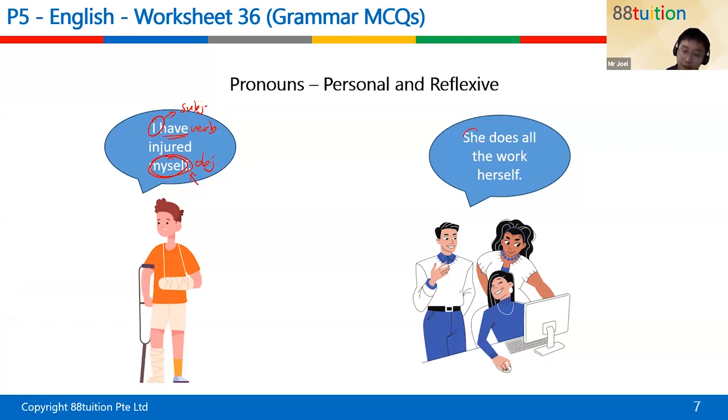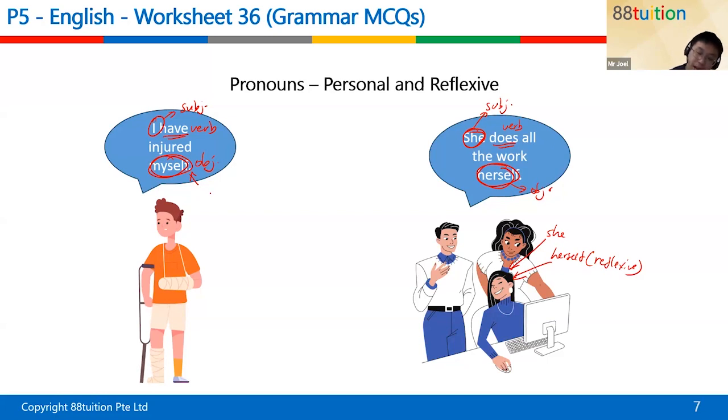Over here, she does all the work. She is a subjective pronoun because she is the one doing. That's the verb over here. Right, she does all the work herself. Herself is the objective pronoun over here, but it's reflecting back because it's her, right? She, herself, right, is the reflexive.